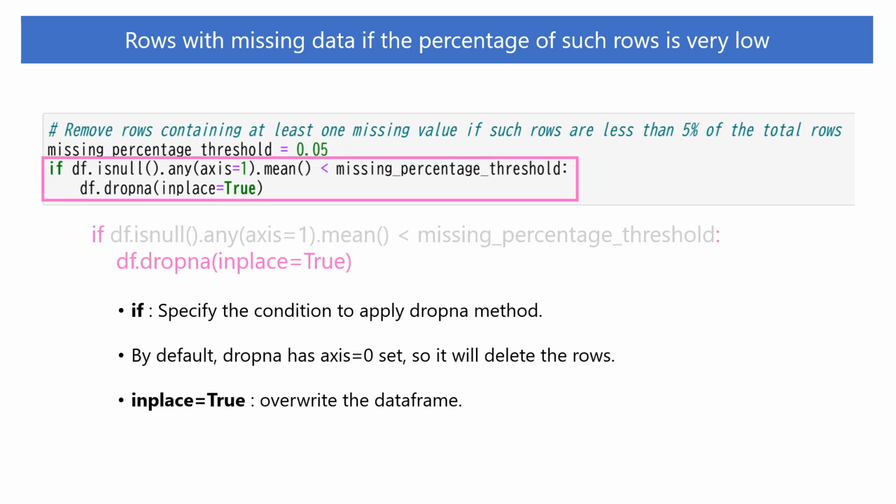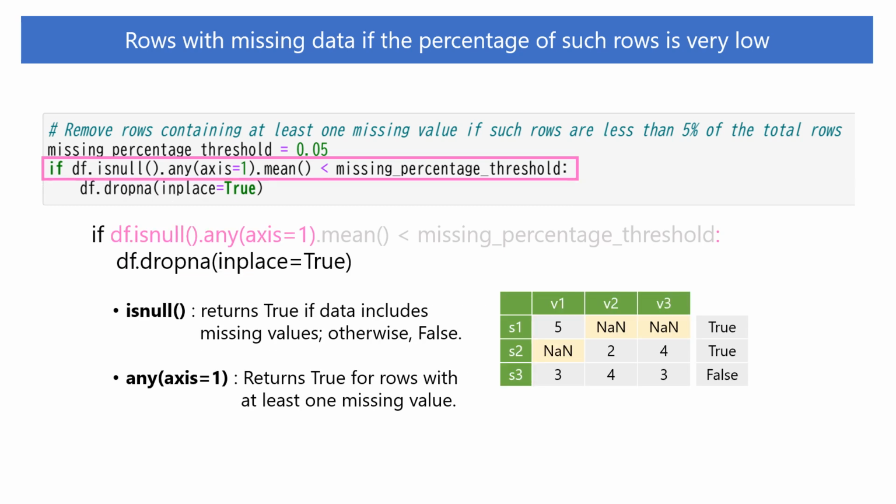In the next part, specify the condition using an if statement, and if the condition is met, we apply the dropna method to delete rows that contain missing data. By default, dropna also has axis equals 0, so it will delete the rows. Therefore, here we do not set the axis, but only set inplace equals True to overwrite the data frame.